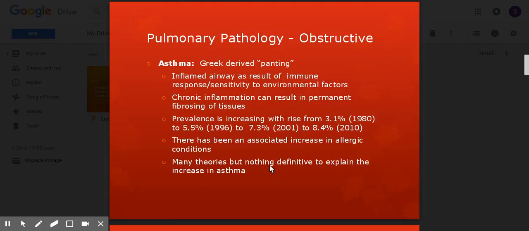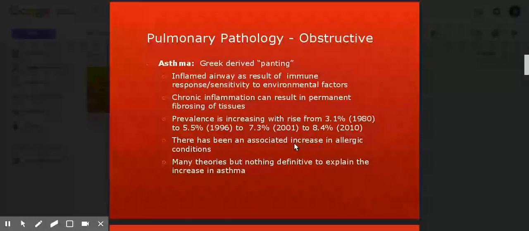There are many theories as to what is causing this increase in asthma and allergies, but none have been fully proven or fully validated as the cause for this. Interestingly, this increasing prevalence is not seen in non-developed countries. So in lesser developed, or what is referred to as third world countries, there has not been this significant increase in asthma and allergies.